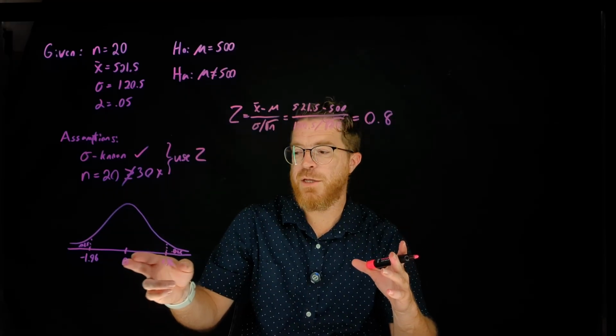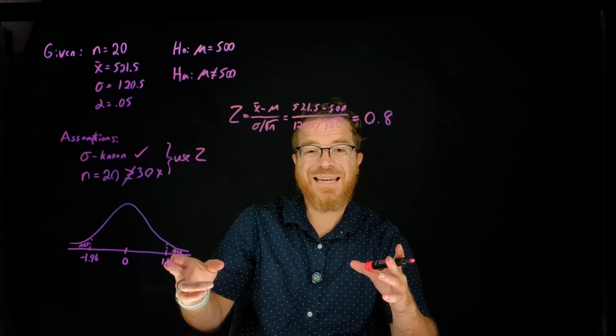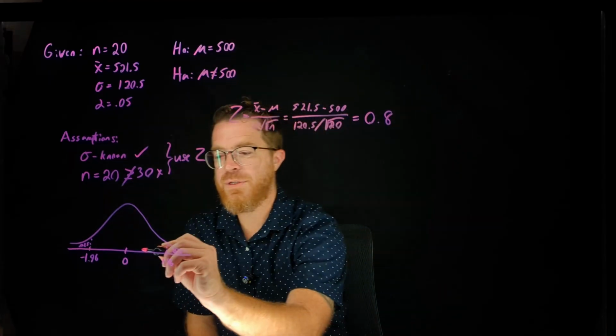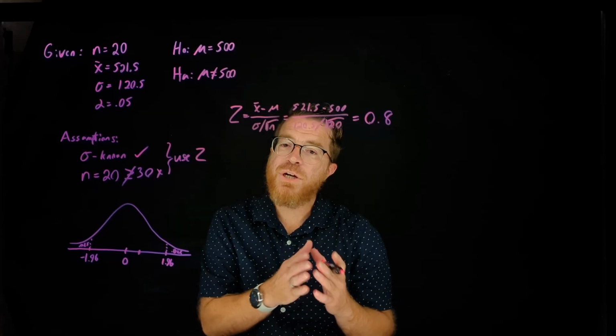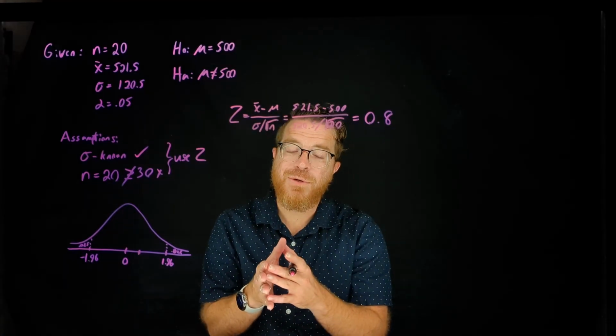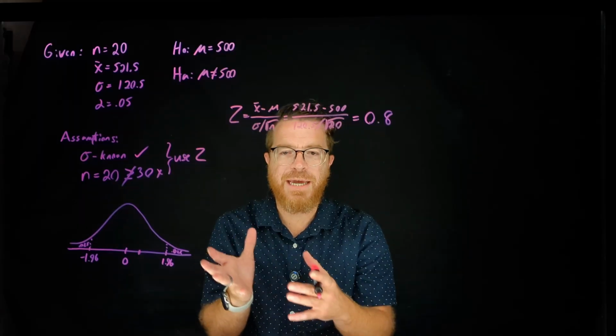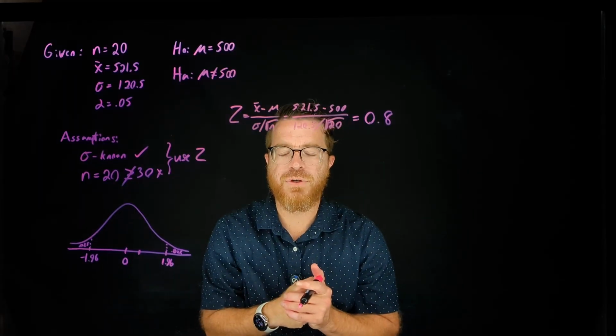Well, it's a positive value, meaning it's to the right of 0, but it's less than 1.96. It would fall somewhere over here, in which case we would fail to reject it. But now what we're going to do is look at our p-value to see how strong the case was in terms of our alternate hypothesis.